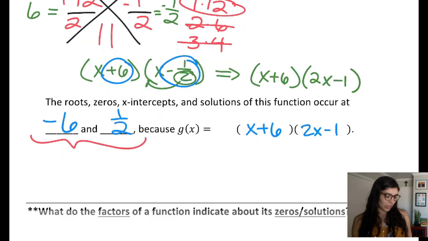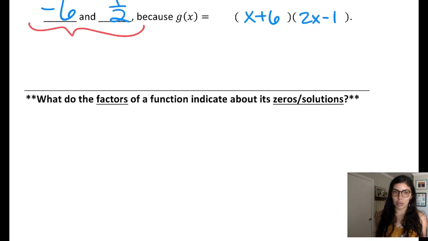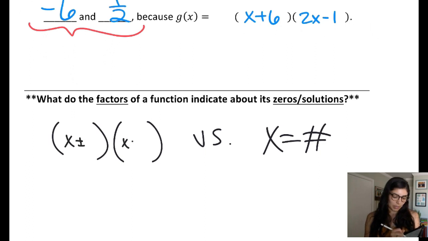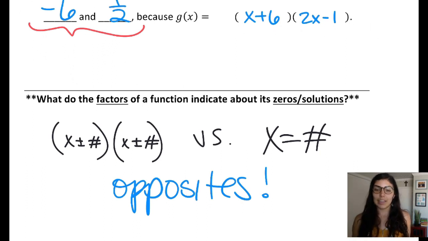We've got a question here on your notes. It says, what do factors of a function indicate about its solutions or zeros? So we're talking about the relationship between factors and their solutions. Well, the factors are going to have x minus or plus some number, and your solutions are just going to be a number. We remember that they are related by being opposites. Okay, the factors and the solutions are opposite signs. That's how we know that they're related and how one will give us the other.